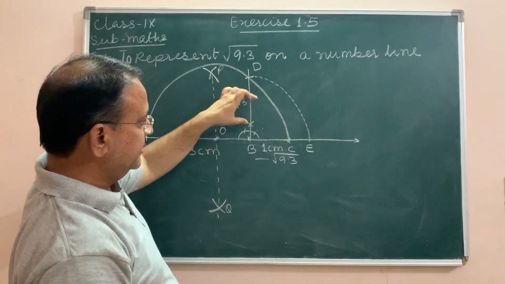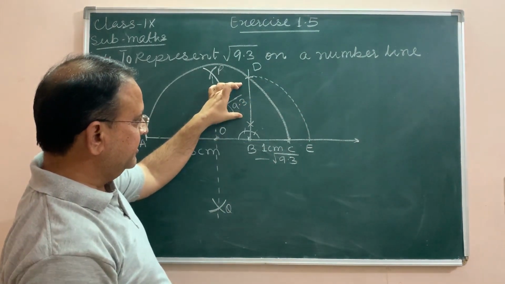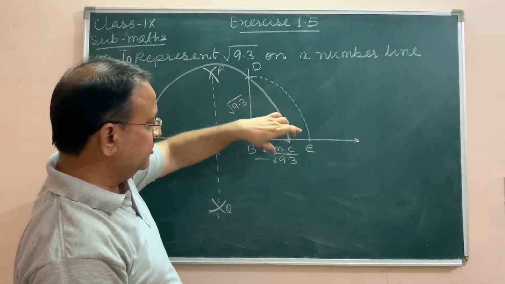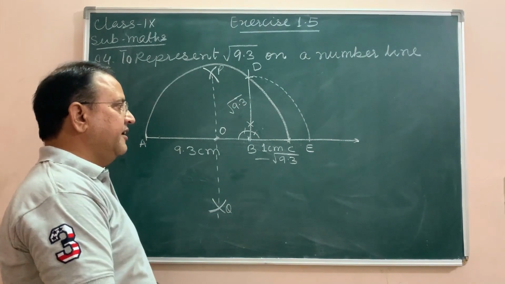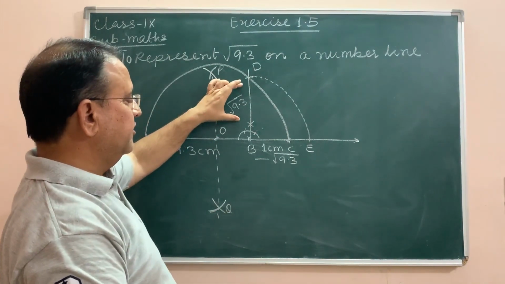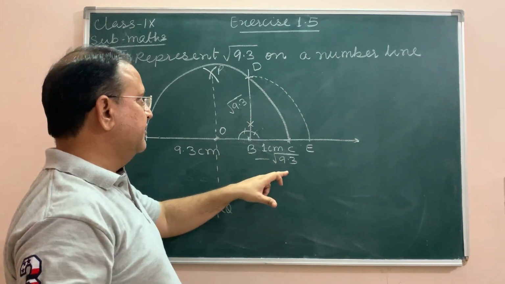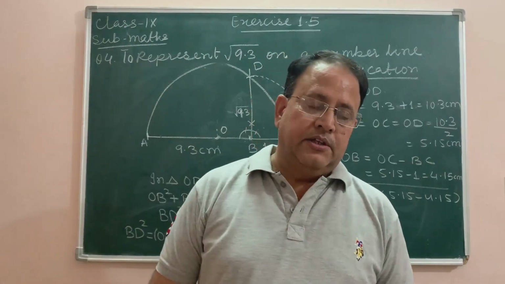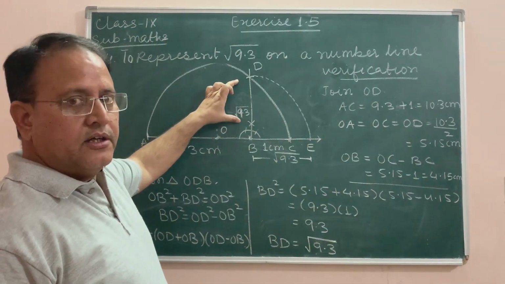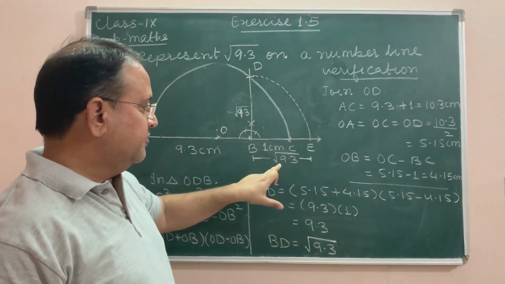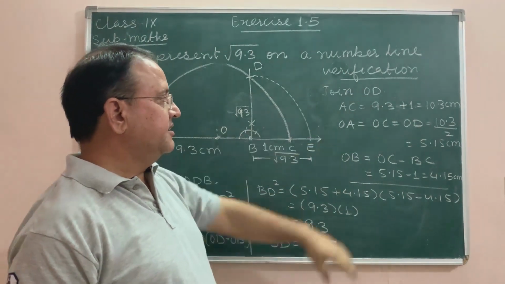Now length of BD is equal to length of BE. Since BD is square root 9.3, length of BE is also square root 9.3. Now we have to verify why the length of BD or BE is equal to square root 9.3. So you can see the verification.